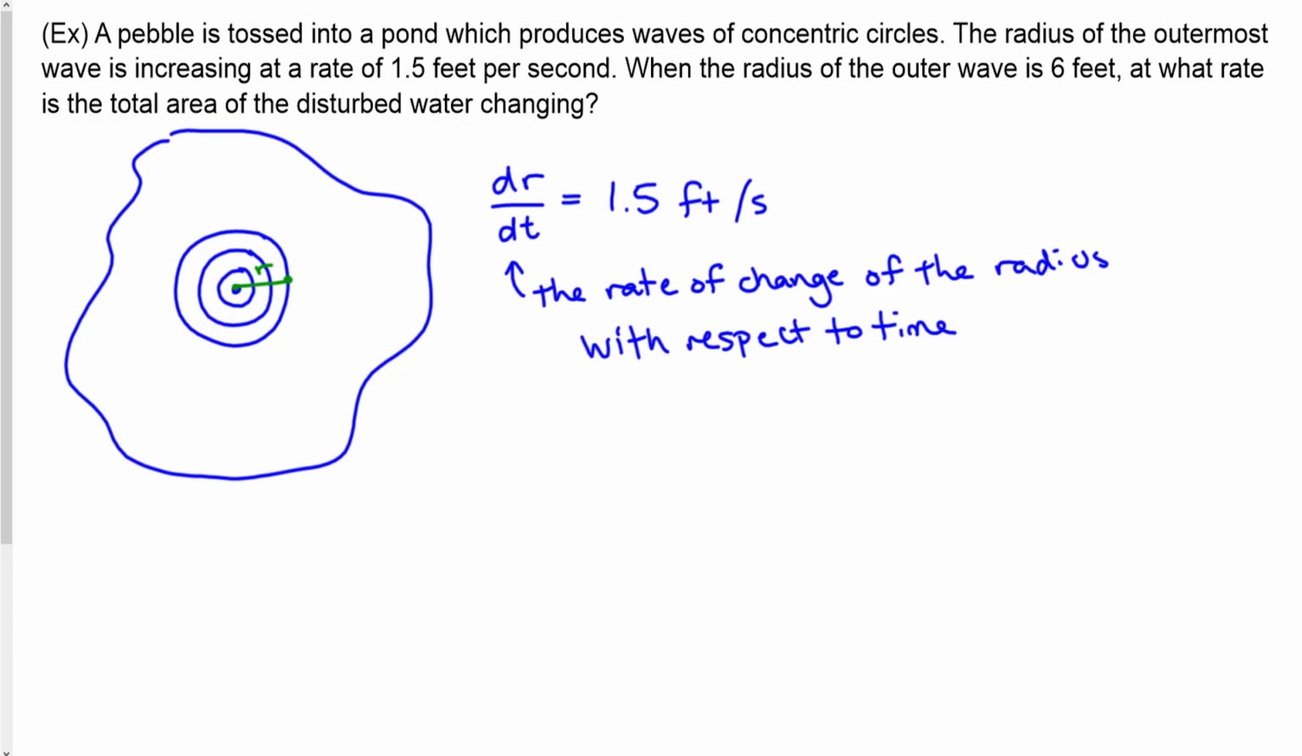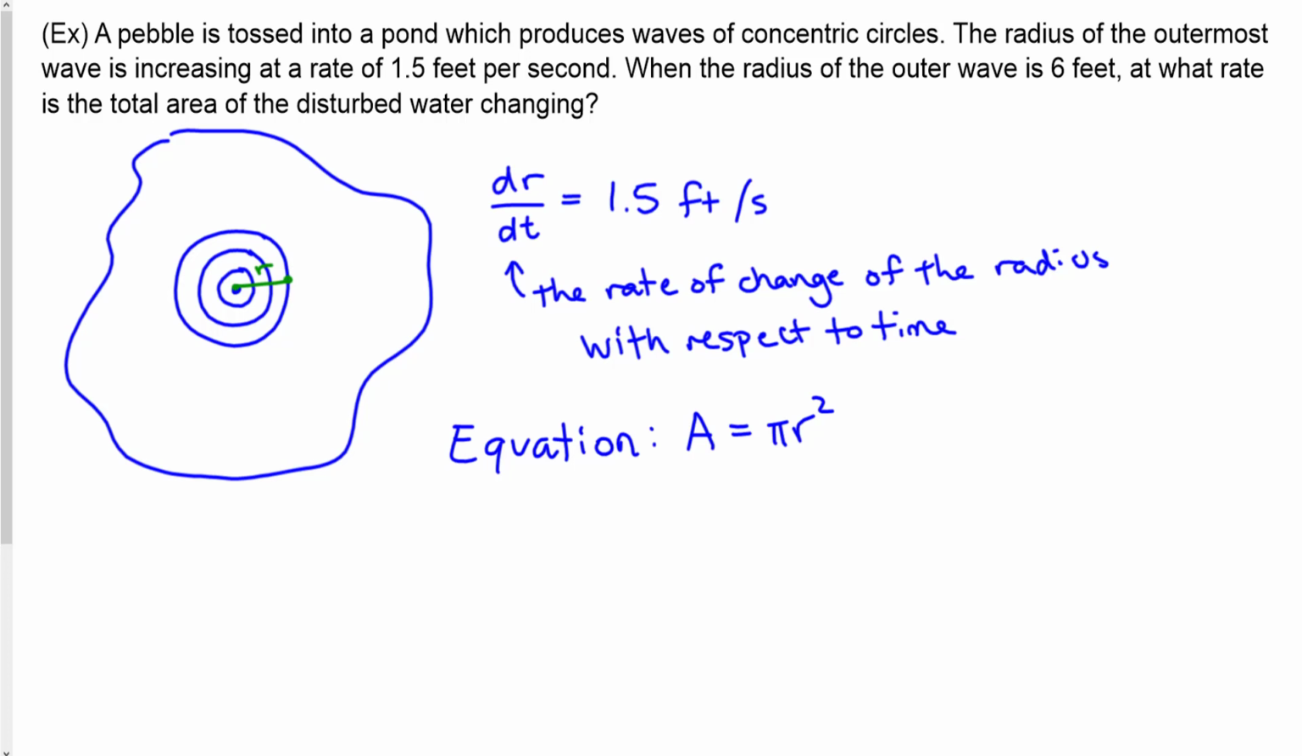Now, what we want to know is when that radius reaches 6 feet, at what rate is the total area of the disturbed water changing? So we want to see how the rate of change of the area compares to the rate of change of the radius. So we need an equation that relates area and the radius. All right, and the equation that relates those two together is the area of a circle: A = pi times r squared.